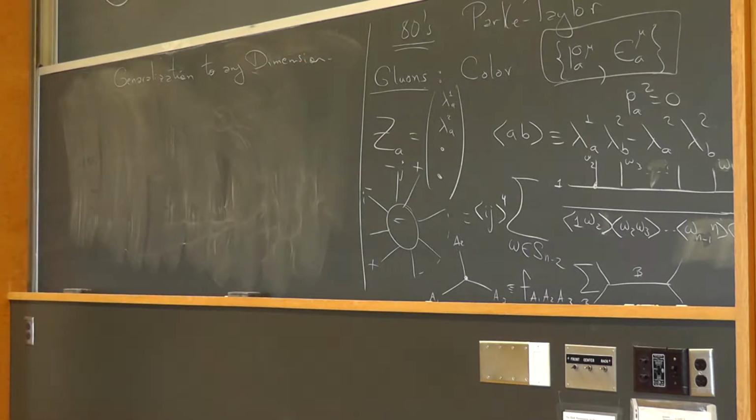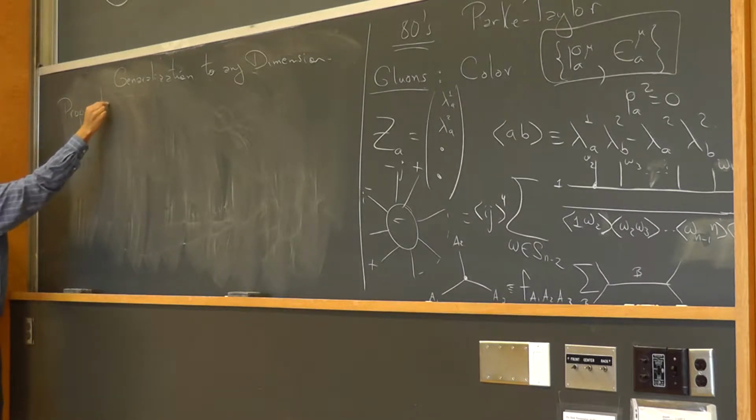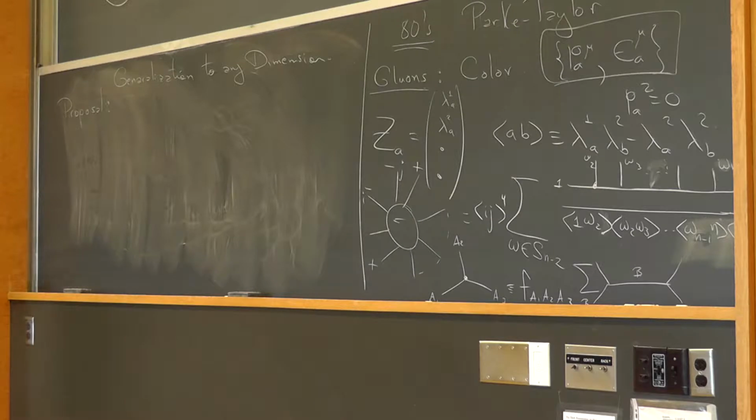So the proposal is the following. I want to keep the CP1. That looks nice. Okay. I want to find a description for the scattering of massless particles that relies on a CP1. We don't have time, but I could motivate why this is nice.